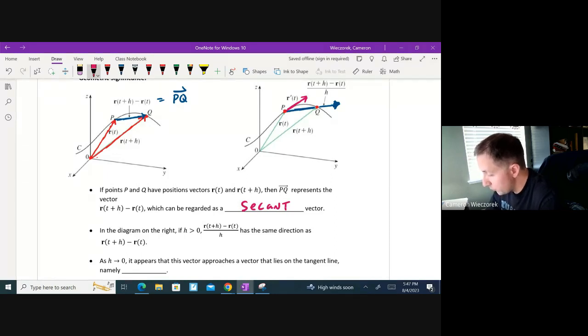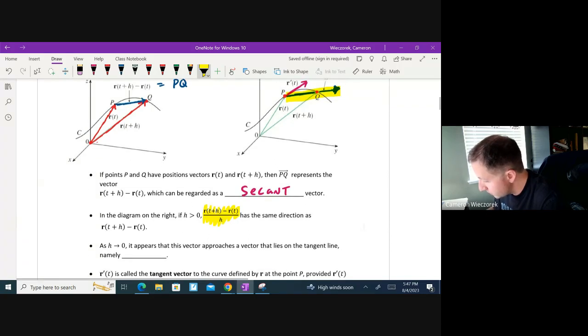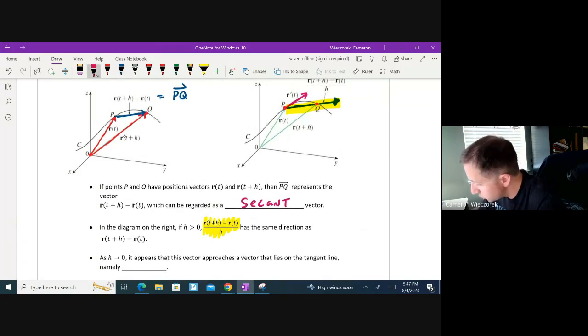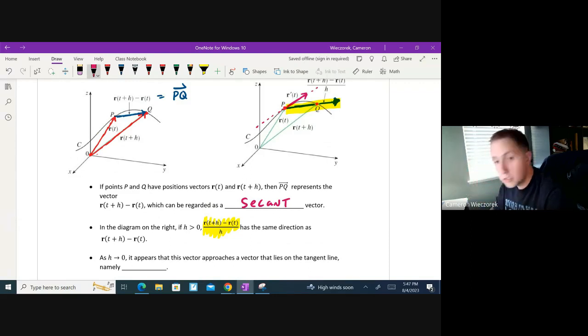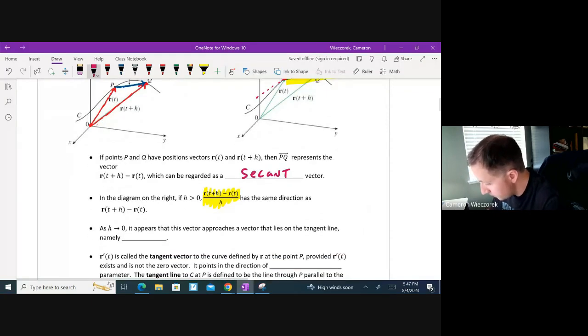Scaling it by 1 over h. So when we divide that difference by h, we're going to produce a vector that has the same direction as PQ. Here's my new vector. And as we let h approach 0, this vector appears to lie on the tangent line. So if this was the entire tangent line, then that pink vector could indicate the direction of that tangent line, right? And that tangent vector we can define by r prime of t.